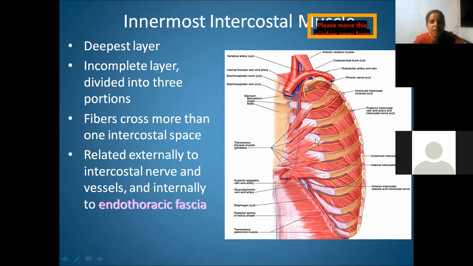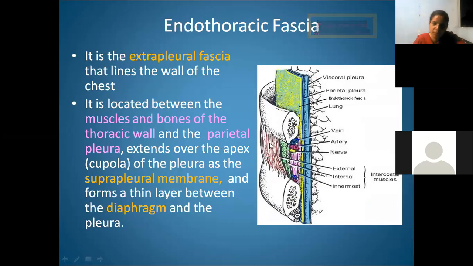Okay, innermost intercostal muscles. This is in the last plane, the innermost one. This is also an incomplete layer, so it is divided into three portions. If you remove them one below the other: the first muscle was external intercostal, second is internal intercostal, third one is innermost intercostal.